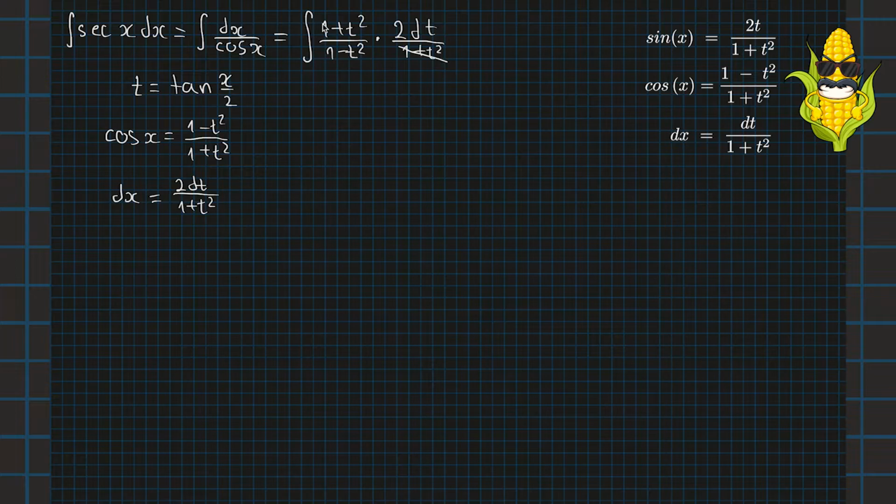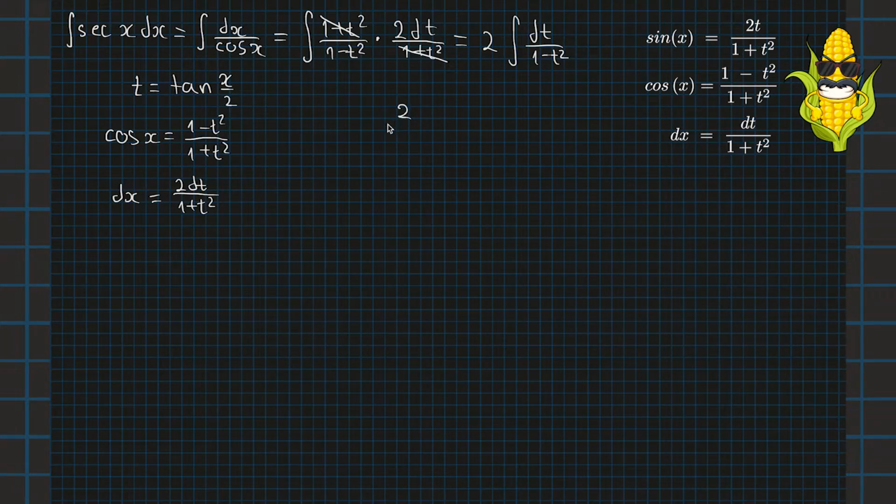So then 1 plus t squared cancels out. So then we have 2 times the integral of dt over 1 minus t squared. Right? And this is a very lucky example because we got a nice cancellation here, and now it's just a matter of decomposing this fraction into partial fractions. As a matter of fact, I will move this 2 back into the fraction because that's going to make the partial fraction decomposition slightly cleaner.